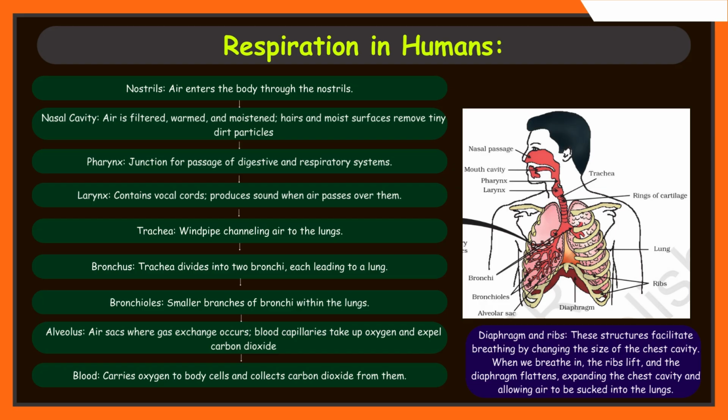The oxygen-rich blood is carried by hemoglobin in red blood cells to body tissues. In cells, oxygen is used in cellular respiration, where glucose is broken down in the mitochondria to produce ATP, releasing carbon dioxide as a waste product. This carbon dioxide is transported back to the lungs and exhaled. Respiration is essential for survival as it provides the energy required for all bodily functions, from muscle movement to brain activity. Any disruption in this process can lead to serious health issues, emphasizing its critical role in human life.